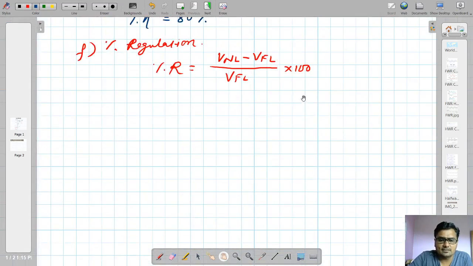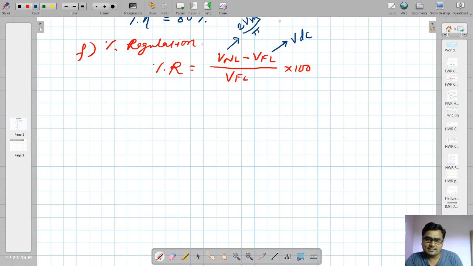Now VNL, what is VNL? First we have to calculate VNL, then VFL, then go for the calculation of percent regulation. But VFL, I think, we have already calculated. In my case it is VDC. And what is VNL? I told you that VNL is twice VM divided by pi. So calculate VNL by twice VM by pi, and VFL equals VDC, already calculated.